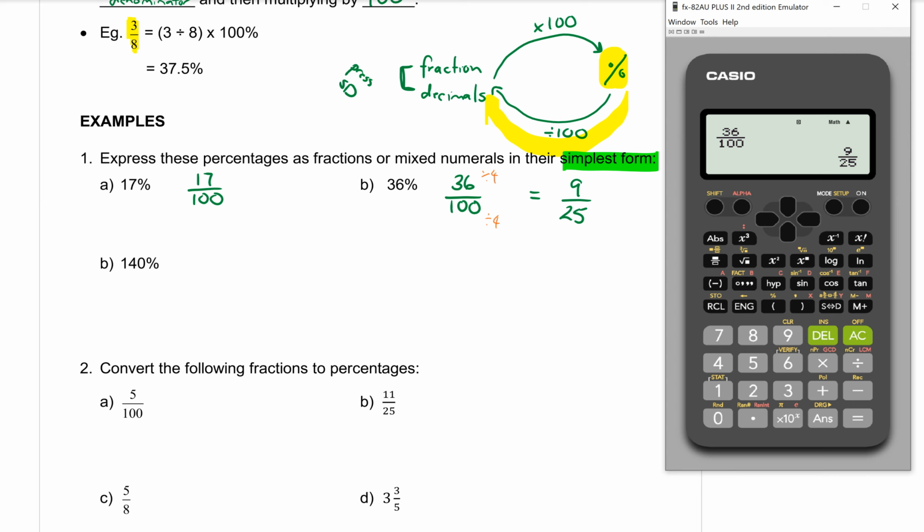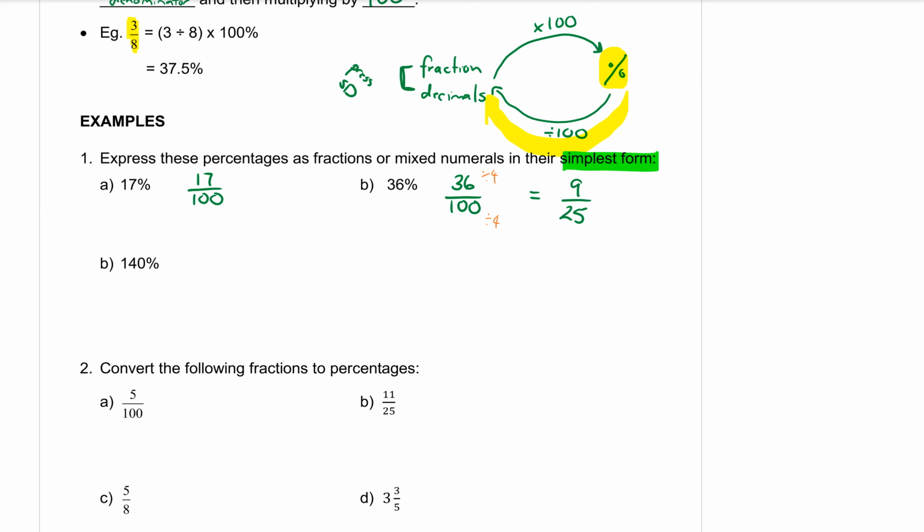The 140%. Still a percentage, and I want to change it to a fraction, which means I want to divide it by 100. Now I can simplify that fraction. Hopefully you can see the zeros on the end of both of those. So I could start by dividing by 10. If I divide by 10, I will get 14 on the top and 10 on the bottom.